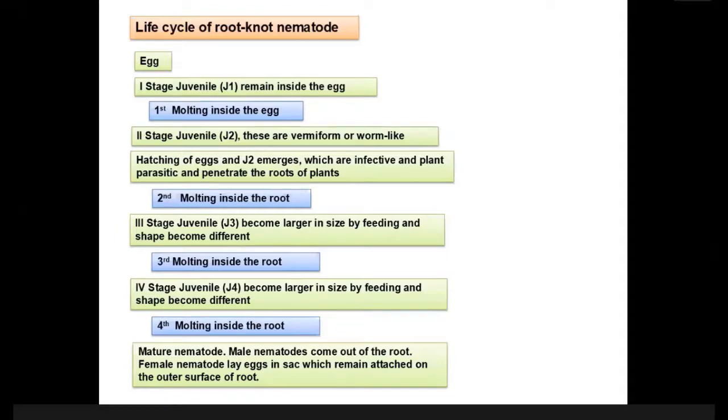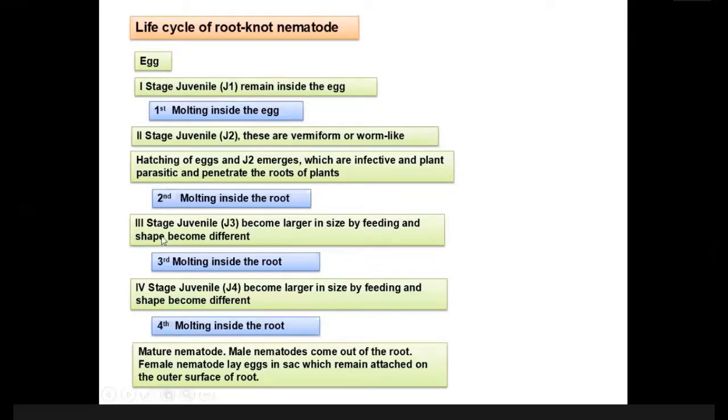That is, the first stage juvenile will not cause infection. The third stage juvenile will not cause infection. The fourth stage juvenile will not cause infection. Only the second stage juvenile is able to locate the host surface and to penetrate the host surface and afterward to cause infection in the host. Only the second stage juvenile.